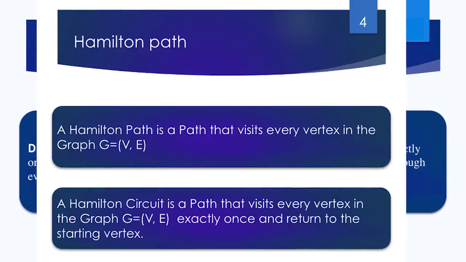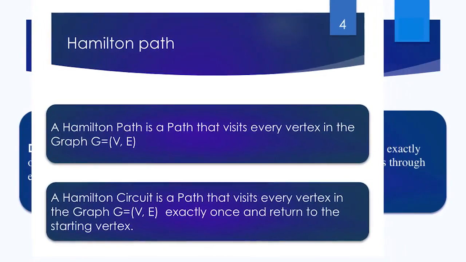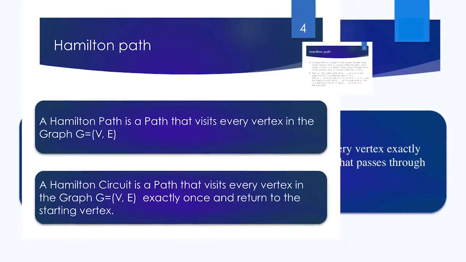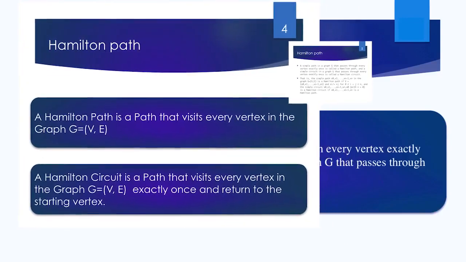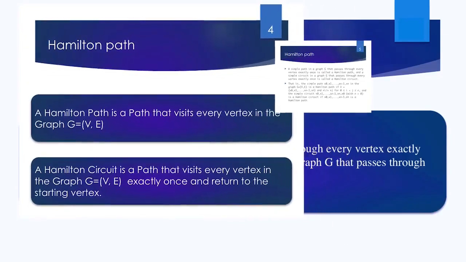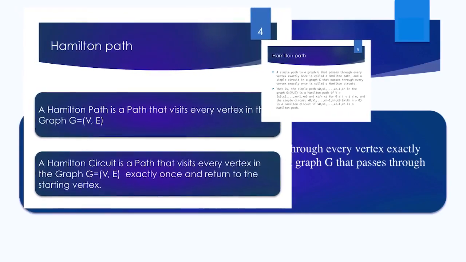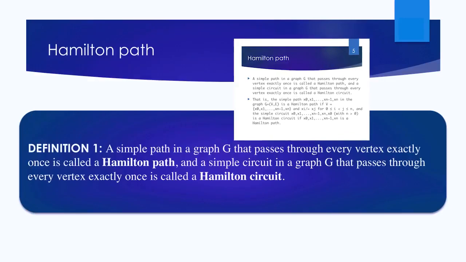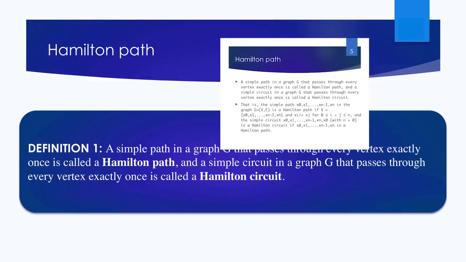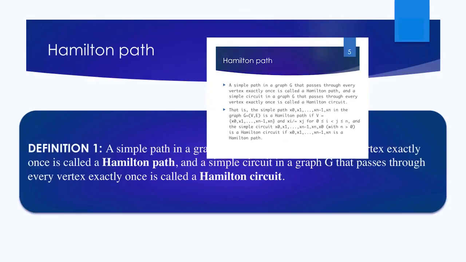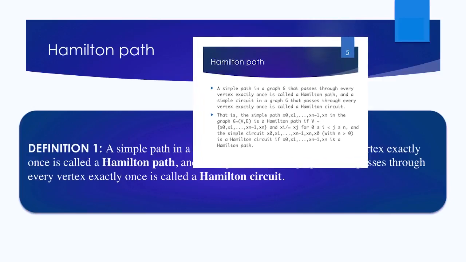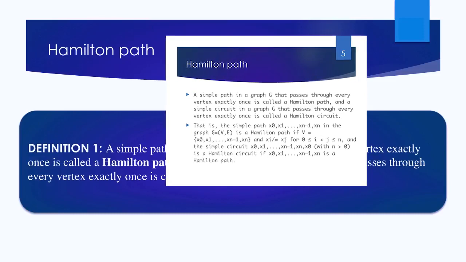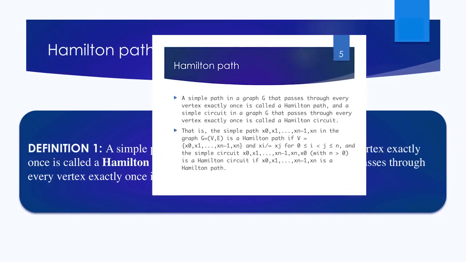Mathematically, we mean by this that the simple path x0, x1, up to xn in the graph G is a Hamilton path if V is a subset of the set x0 up to xn, and the condition that we need to make sure of is x of i not equal x of j for all values of i greater than or equal to 0 and less than j and less than or equal to n.